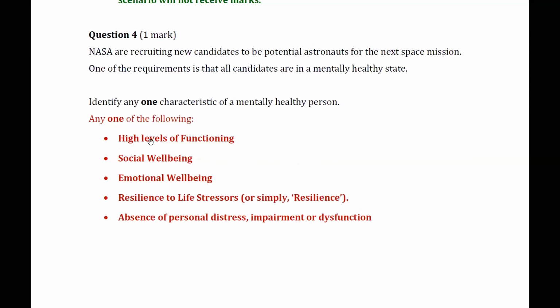I've not given you specific examples like that in this answer, because I want you guys to get used to this idea of understanding that these are keywords. So high levels of functioning, social and emotional well-being, resilience to life stresses, these are keywords that come in the study design. As important as it is for you to know examples of what social well-being or high levels of functioning looks like, it's just as important to know these keywords themselves. You can even talk about the absence of personal distress, impairment, or dysfunction, so the opposite of what it is to have a mental disorder. That would also be accepted. So that's just a 1 mark question. As long as you write something along these lines, you got the 1 mark, easy peasy.